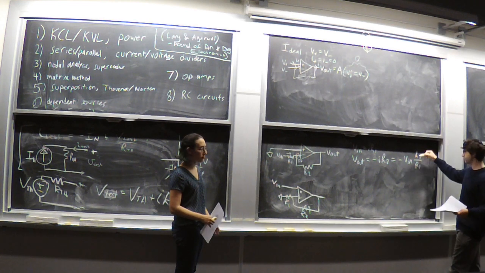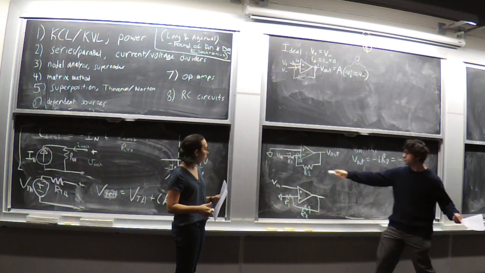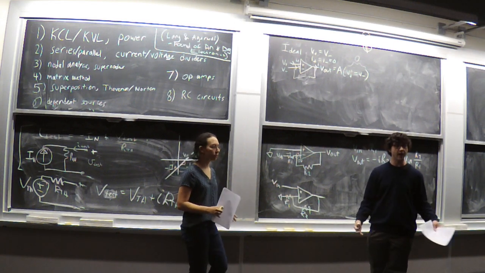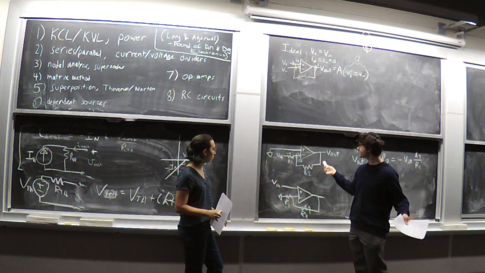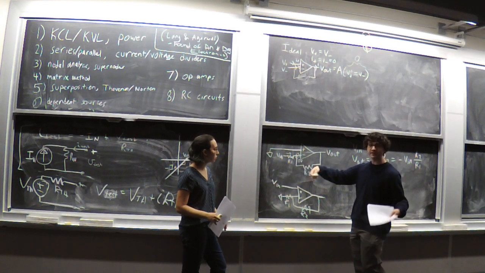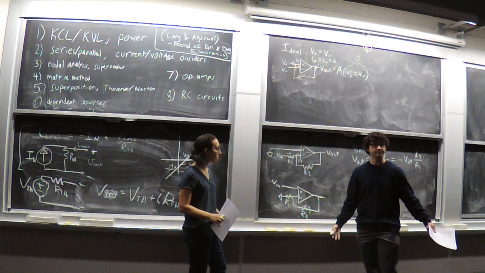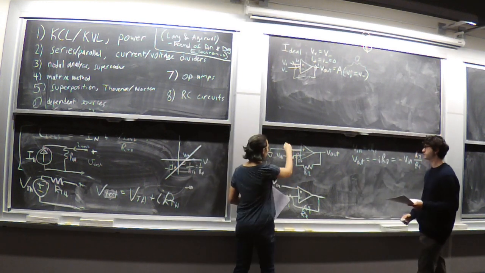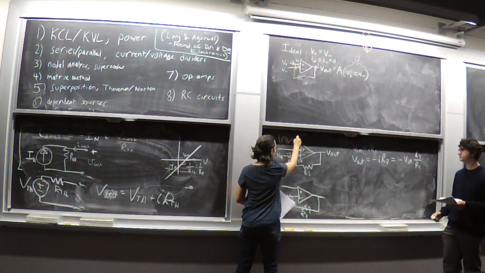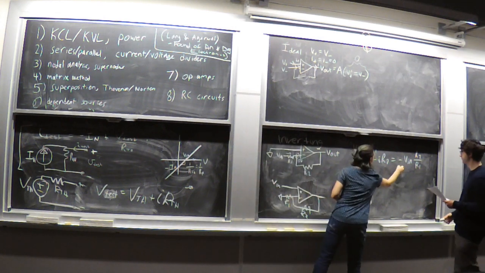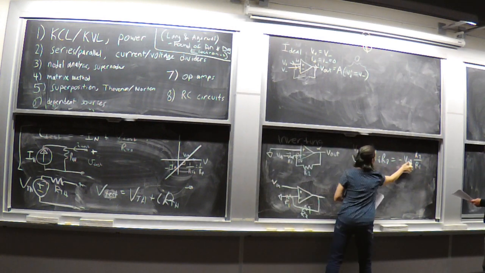And the scale factor, R2 over R1, allows us to choose whatever resistors we want to make whatever scaling factor we want. So you can imagine, if you wanted a 10x gain, you could choose R2 to be 10 times as large as R1. You have a 10-times amplifier. So we call this one inverting because we have that negative sign right here. It kind of flips your signal.